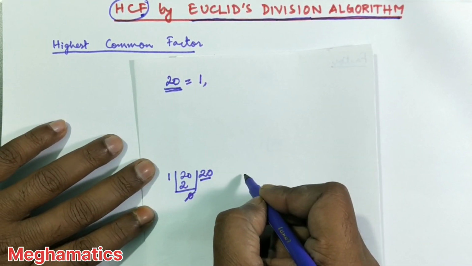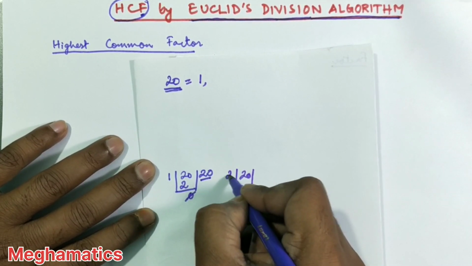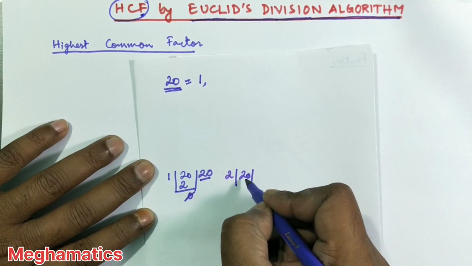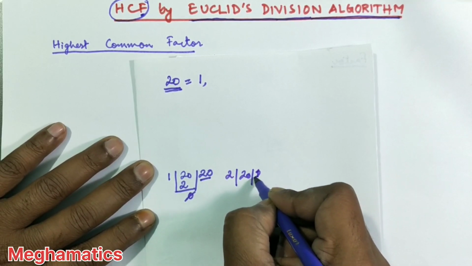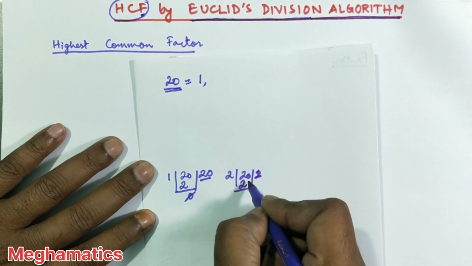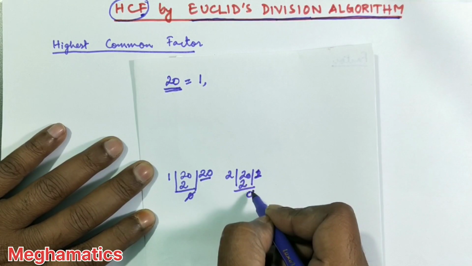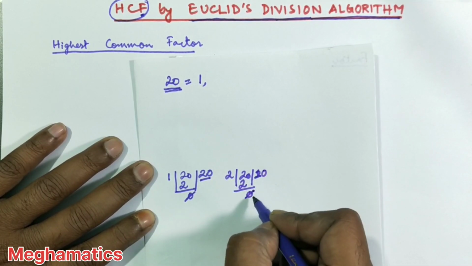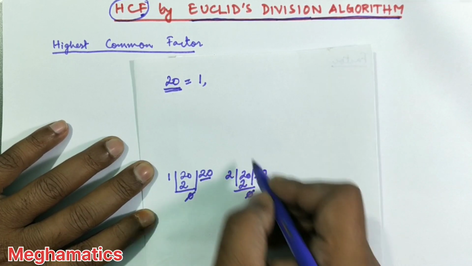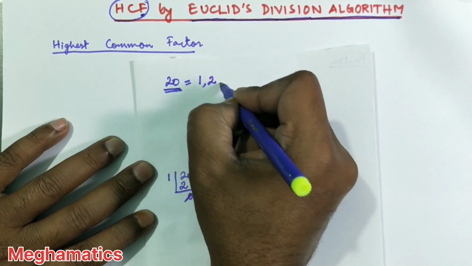Now we will try 2. If we divide 20 by 2, we get 10 times and the remainder is 0. So since the remainder is 0, 2 is also a factor of 20.